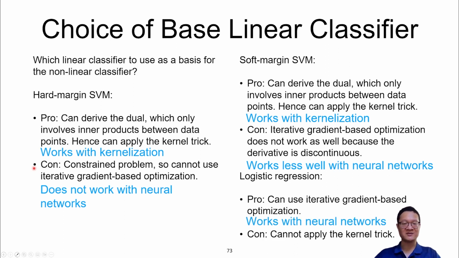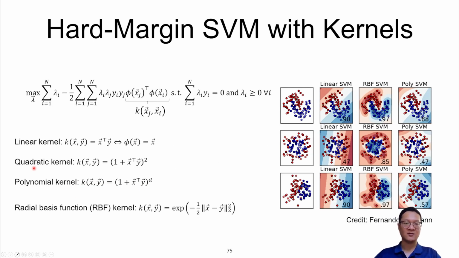For logistic regression, it works well with neural networks, and it does not work with kernelization. Okay, so we delve into a lot of math related to hard margin SVM with kernels. We talked about how different kernels are related to different features.